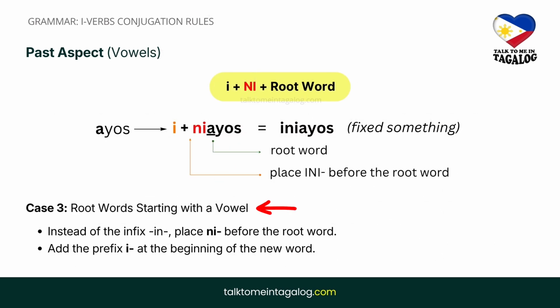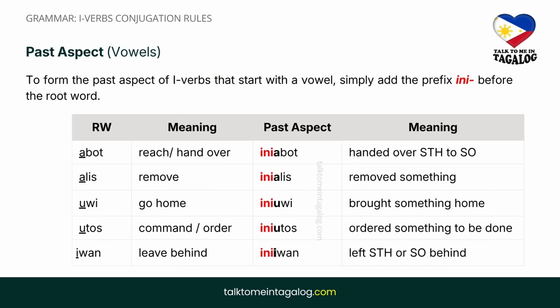Here's case 3 for forming the past aspect of Tagalog I-verbs. If the root word begins with a vowel, place ni before the root word, then add the prefix I at the beginning. For example, take the root word ayos, which means fix. Simply add ini before the root word to form iniayos. Iniayos means fixed something. Let's study more examples.